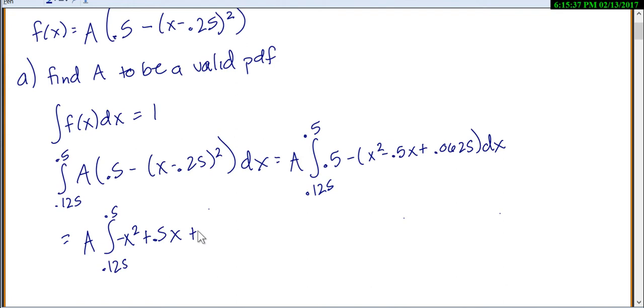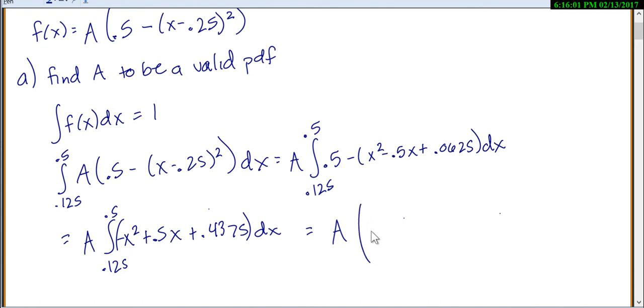plus, let's see, 0.5 minus 0.0625 is 0.4375 dx. Now, if you have a fancy calculator, you probably could have put it all into your calculator here at the very first step. If you're doing it by hand, then you want to simplify a little bit first. So now let's actually integrate.